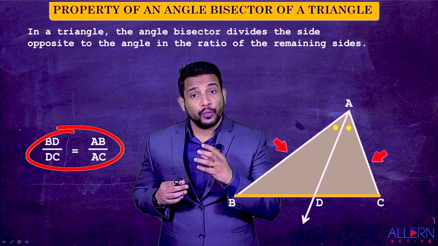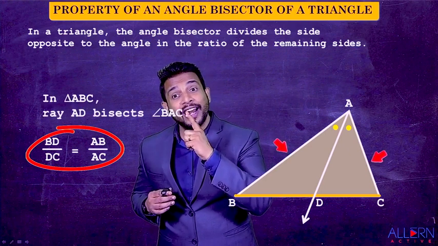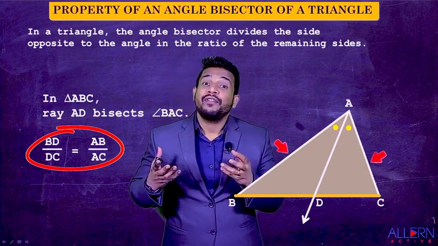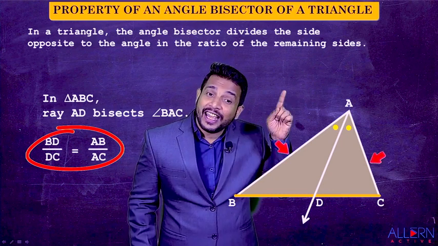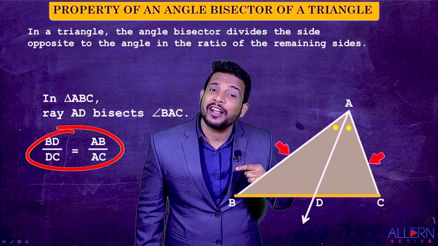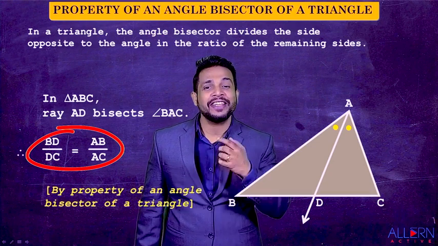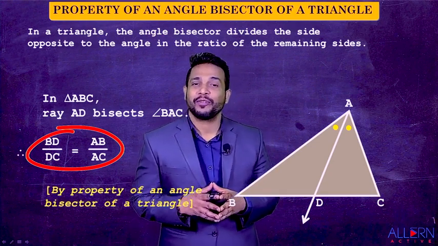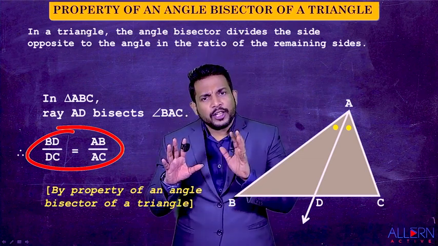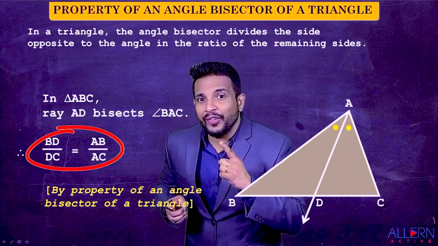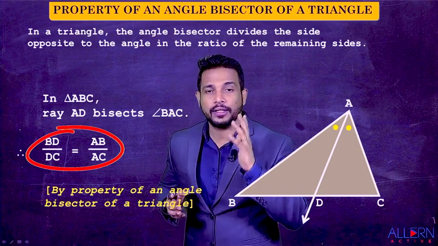Now, how do we present this? So this is always done in a triangle. So we write in a triangle. When we have an angle bisector, we write ray AD bisects angle BAC. Therefore, we get this ratio equal and we write into bracket the reason as property of an angle bisector of a triangle. So remember, this property is to be applied in a triangle whenever we have an angle bisector given.